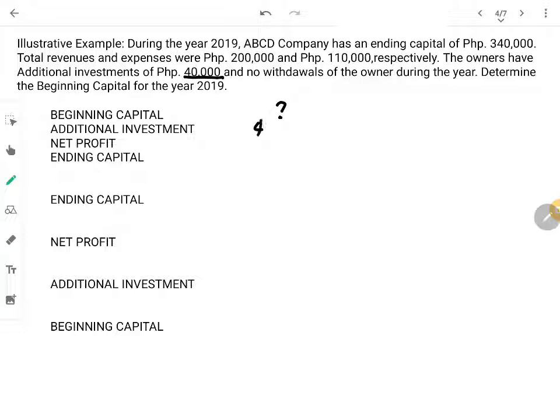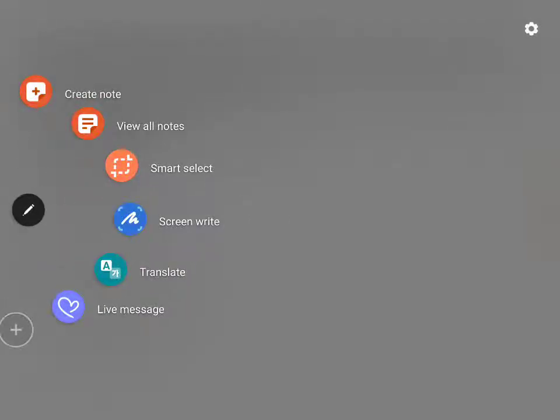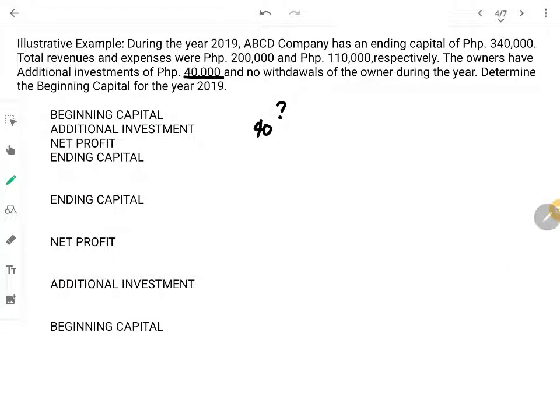So, ilalagay natin dito 40,000 pesos. And then net profit for the year is 200K minus 110,000. That is 90,000 pesos. And then, yung ending capital, meron ba? So, meron yung 340,000.